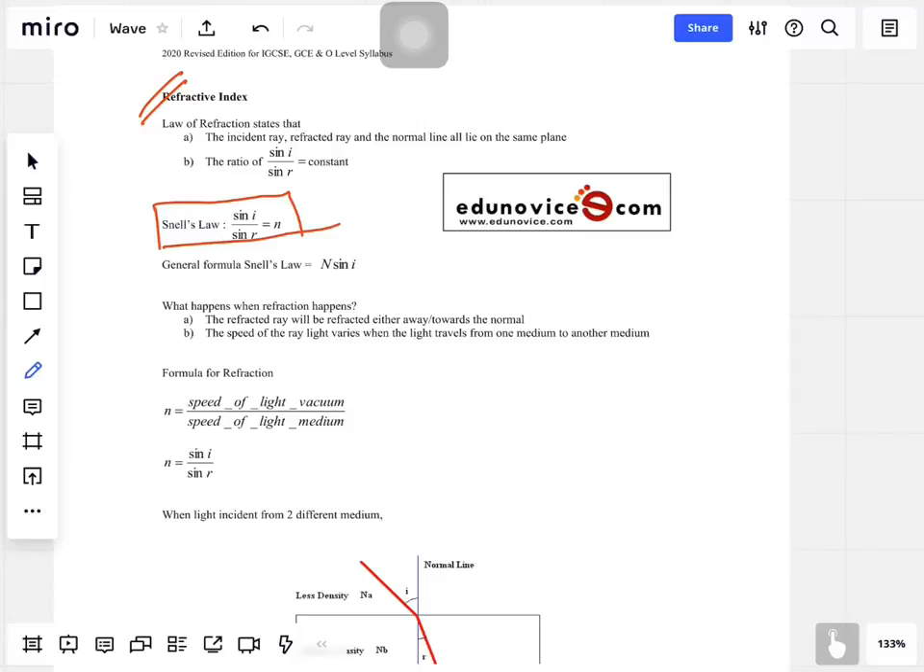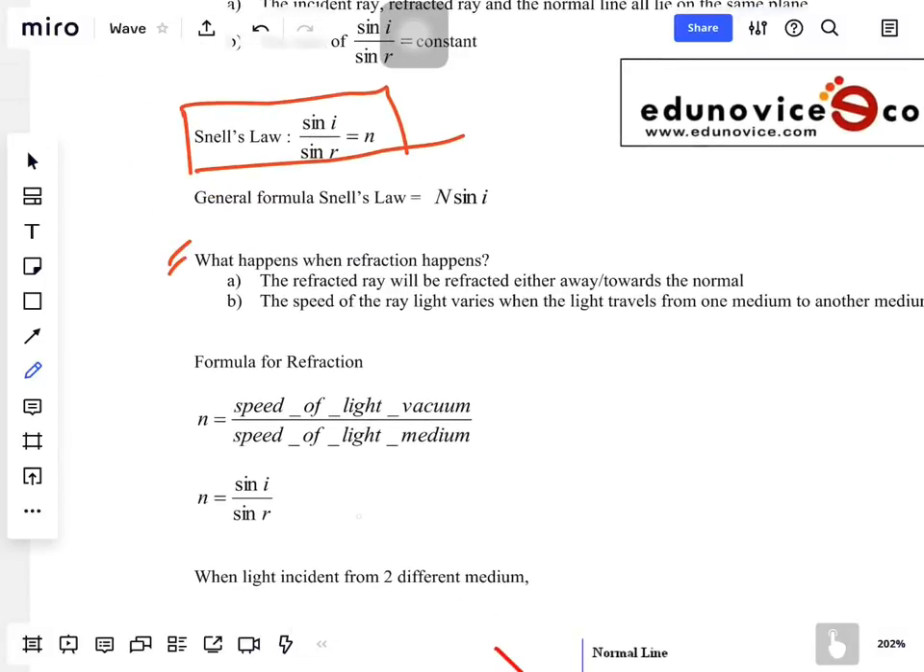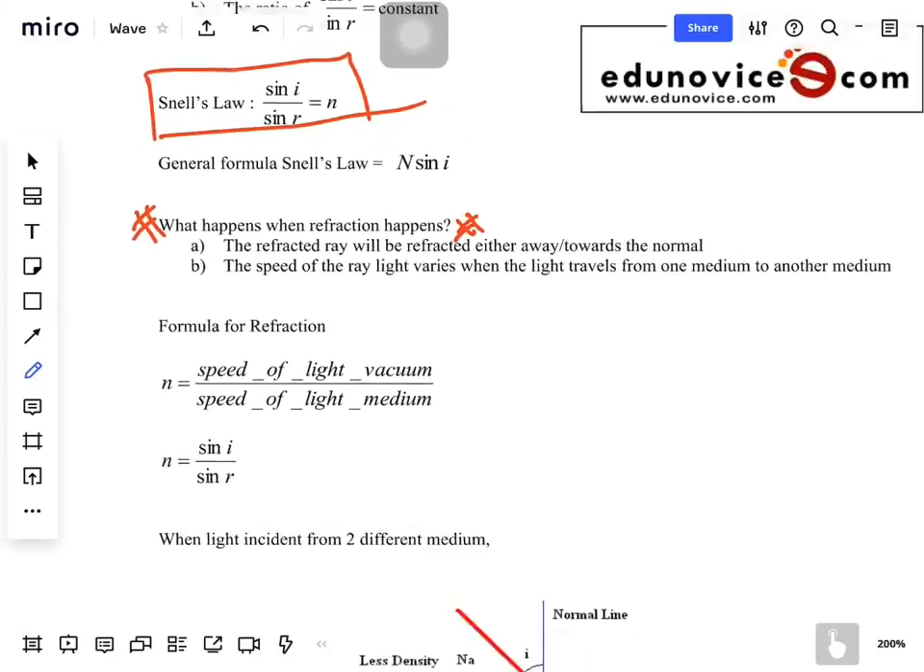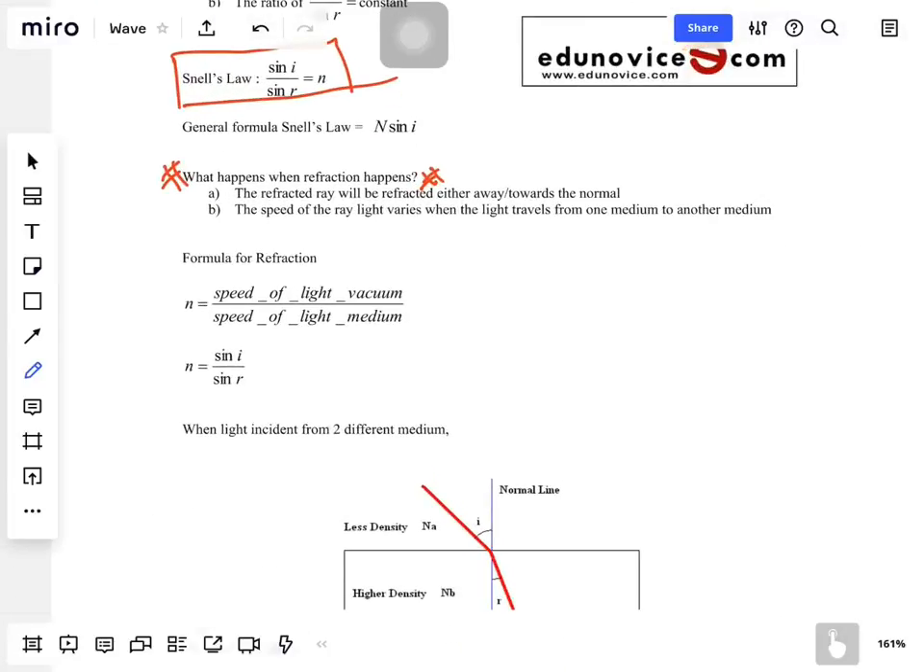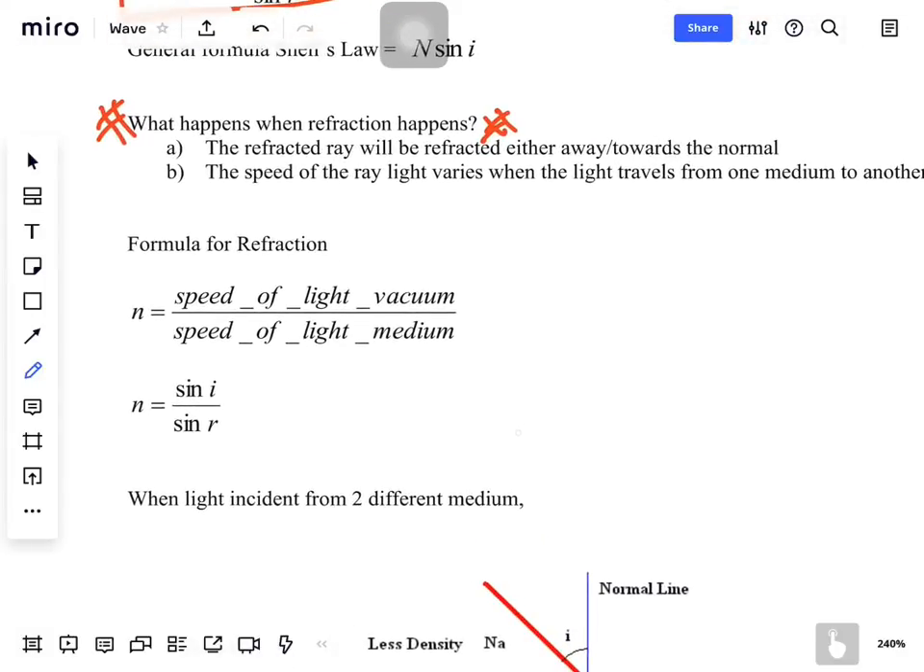What happens when refraction happens? This is funny. Something's wrong with the English over here. I'm not going to rephrase this right now. Let me find what the real sentence is all about, then probably I'll just update you in the next class.